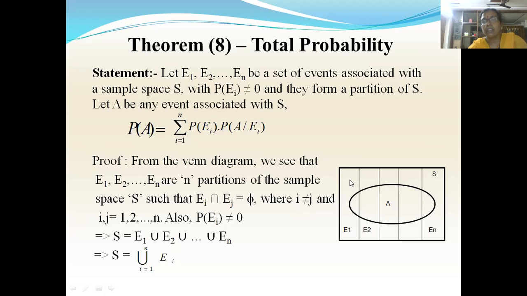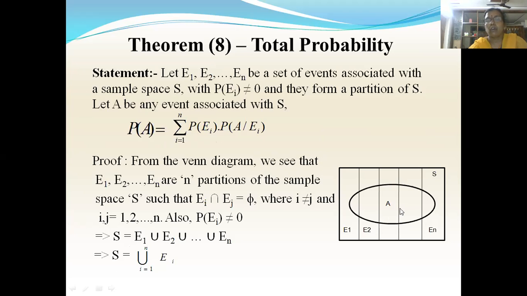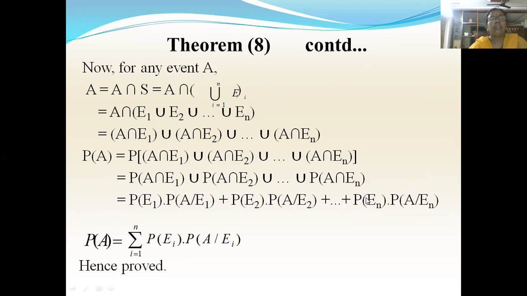So from this Venn diagram, since all these E1, E2, En are partitions of S, I can write S as E1 union E2 union En. That means when I combine all these partitions, I'll get the sample space S only. So in generalized form, I can write S is equal to the union i from 1 to n of E_i. Now for any event A, I can write A is equal to A intersection S. See, this is the common part. So A intersection S is nothing but A only.